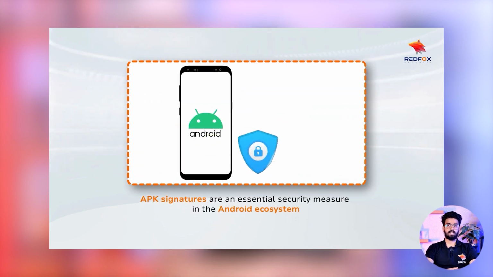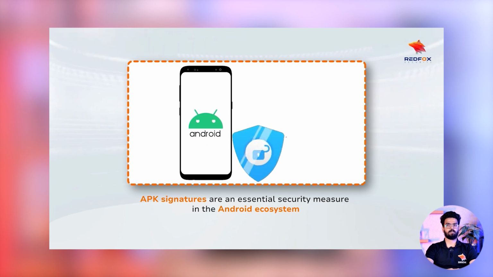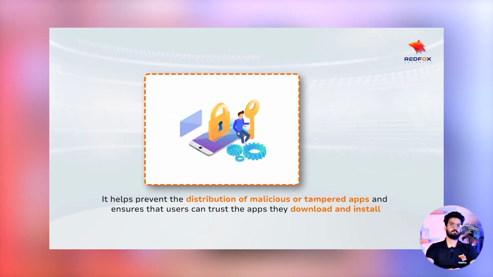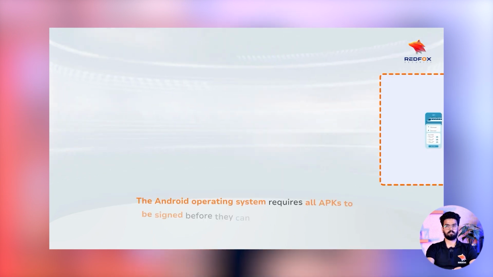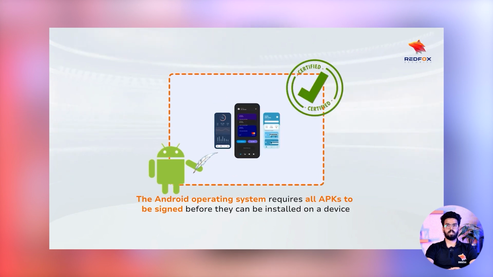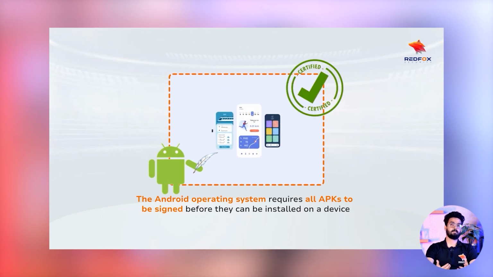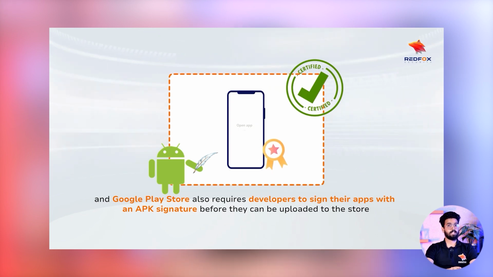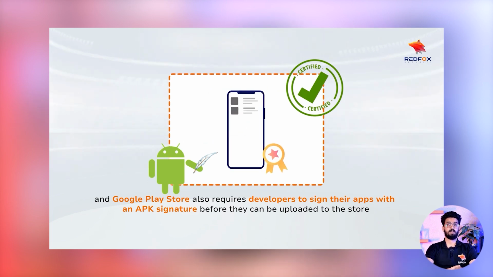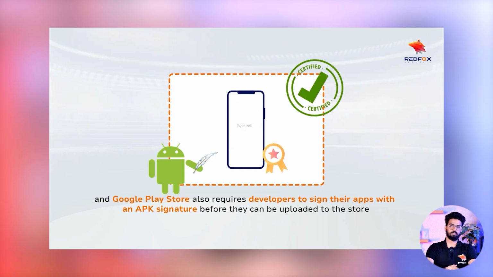APK signatures are an essential security measure in the Android ecosystem. It helps prevent the distribution of malicious or tampered apps and ensures that users can trust the app they download and install. The Android operating system requires all APKs to be signed before they can be installed on the device, and Google Play Store also requires developers to sign their apps with an APK signature before they can be uploaded to the store.